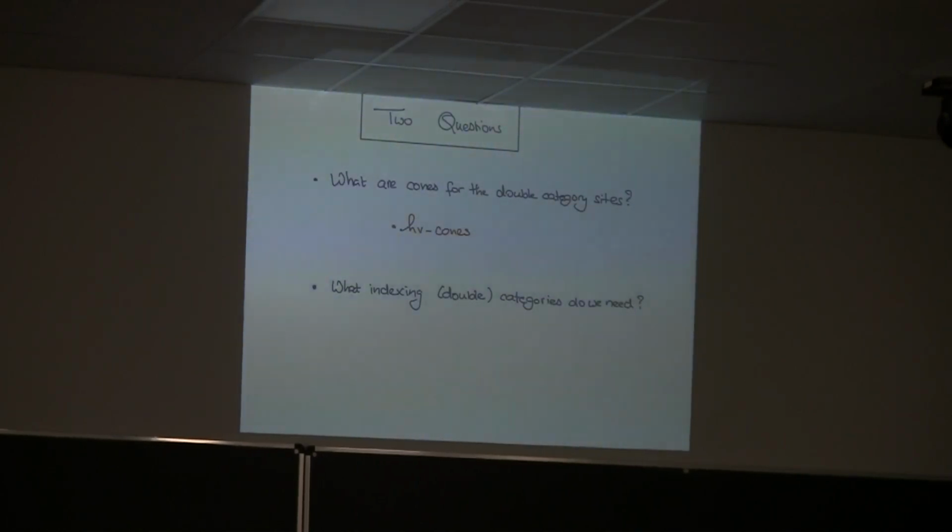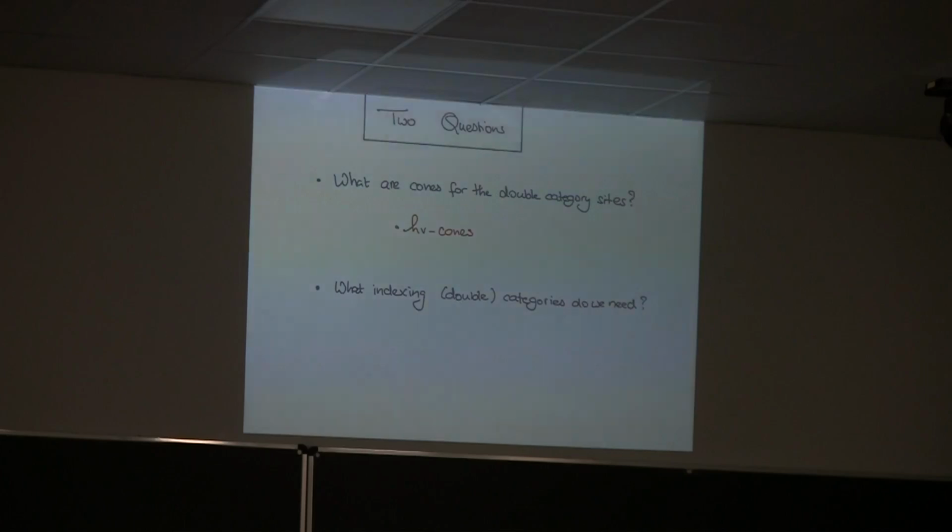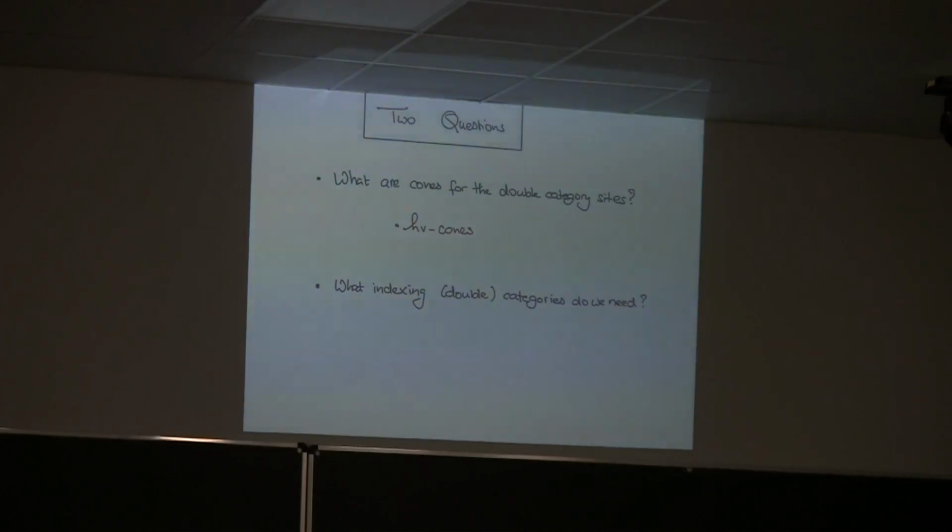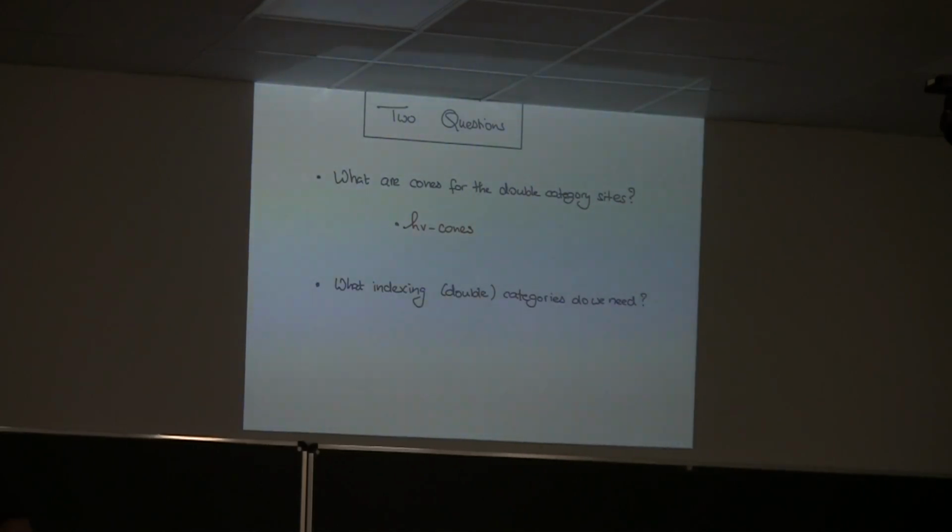So, two questions when I want to move that to double categorical sites. First is, what should my cones be? Those are what we can call HV cones. And the second thing is, what should the indexing double categories be? Because I need to somehow know what finite means here.